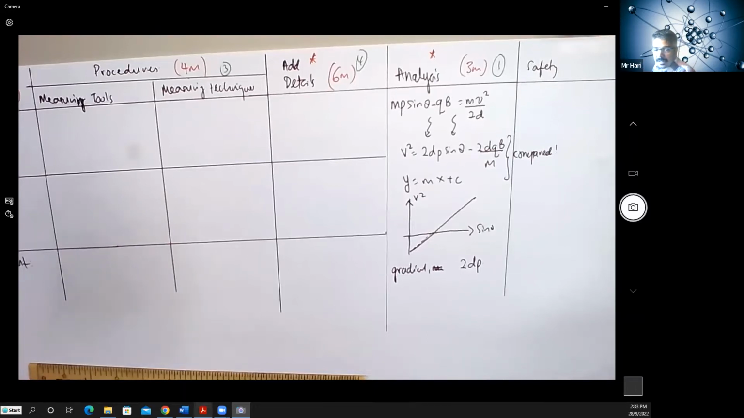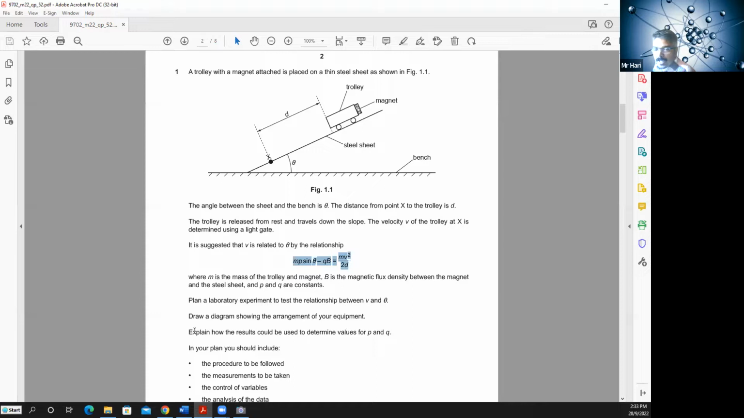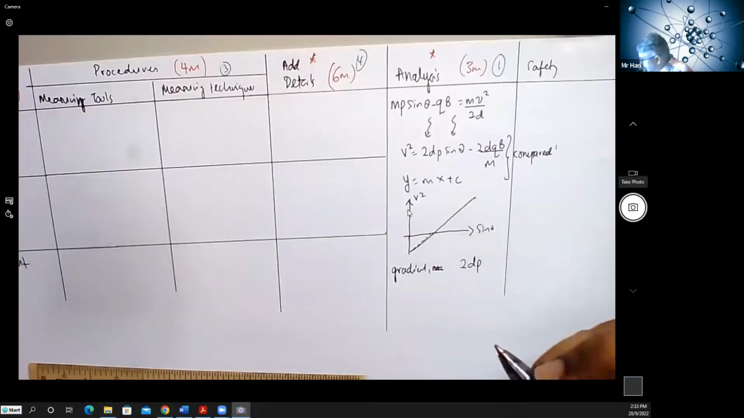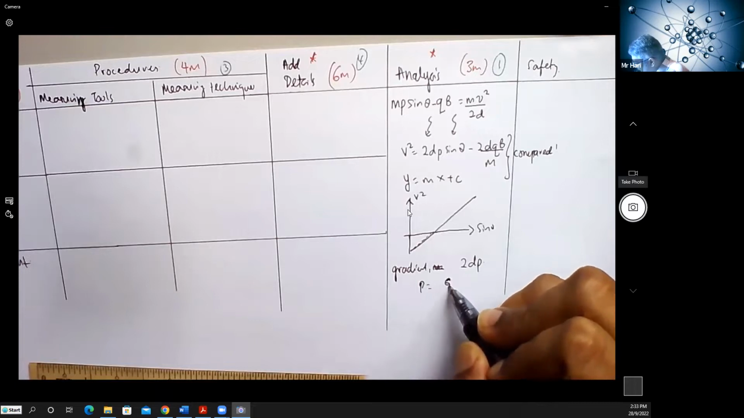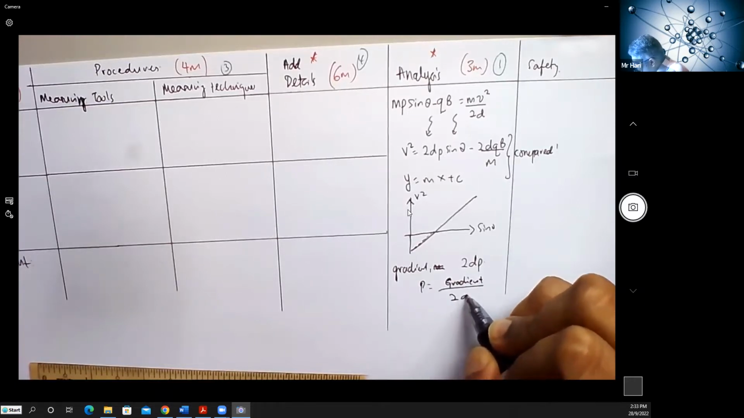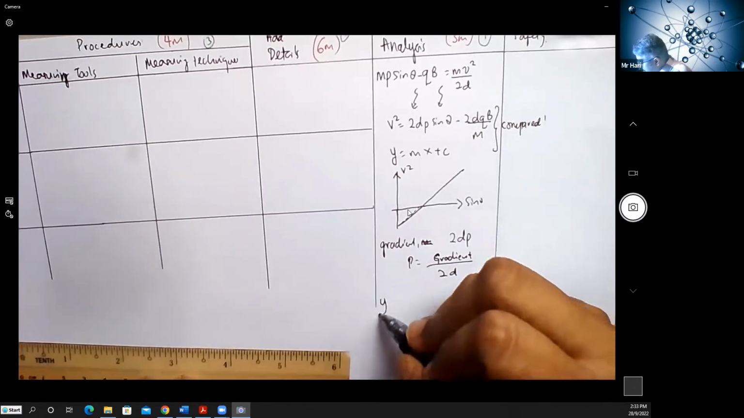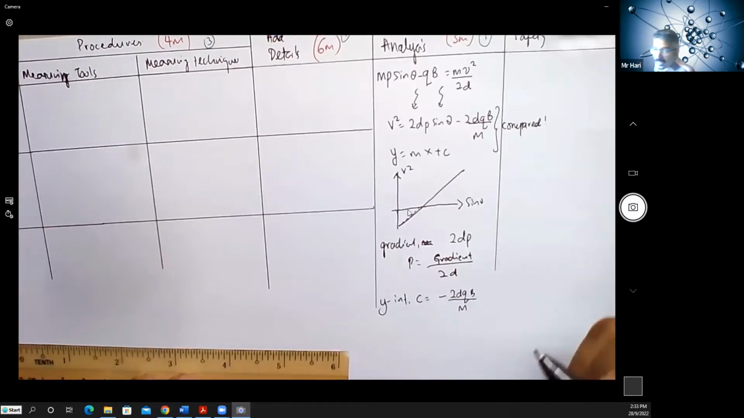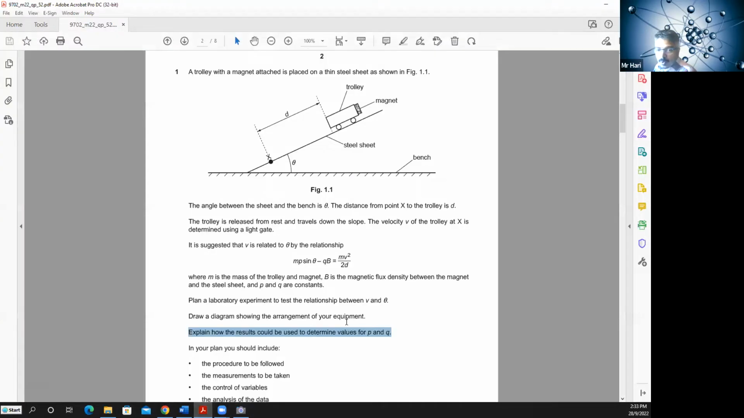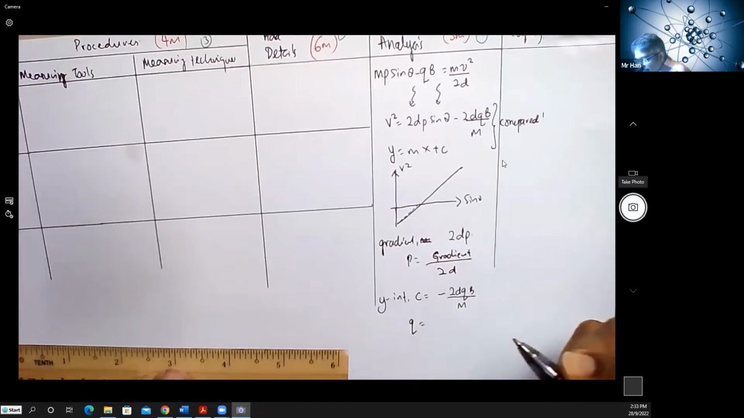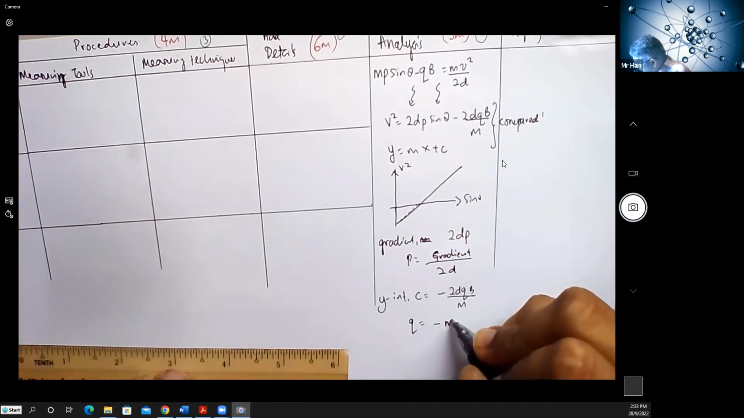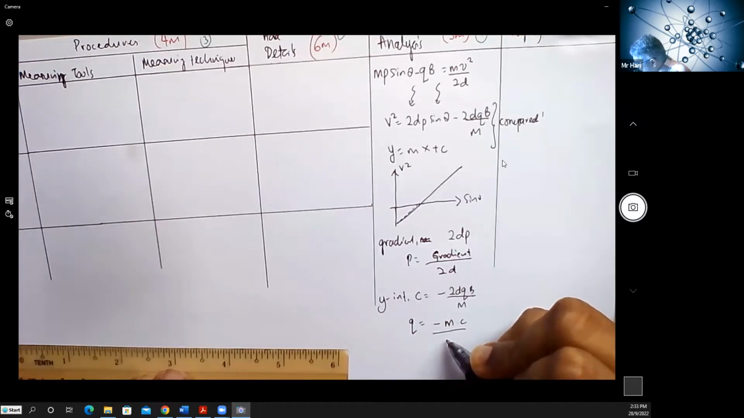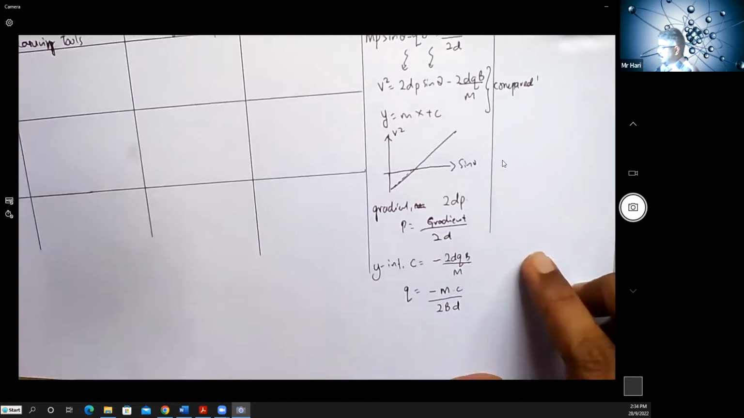In the question here, they ask you to explain how your result is used to determine the values of P and Q. So P is equal to the gradient over 2d. Next, y-intercept c is equal to negative 2dqb over m. And here, they ask you to find out the value of Q. Therefore, Q is equal to negative mc over 2bd.